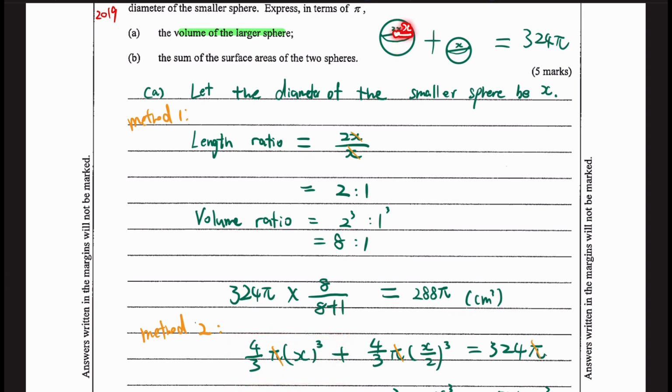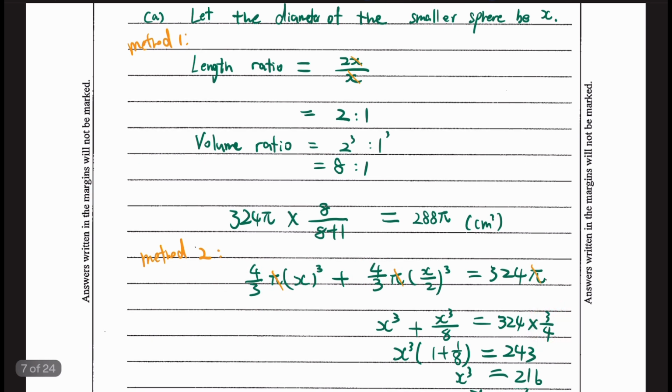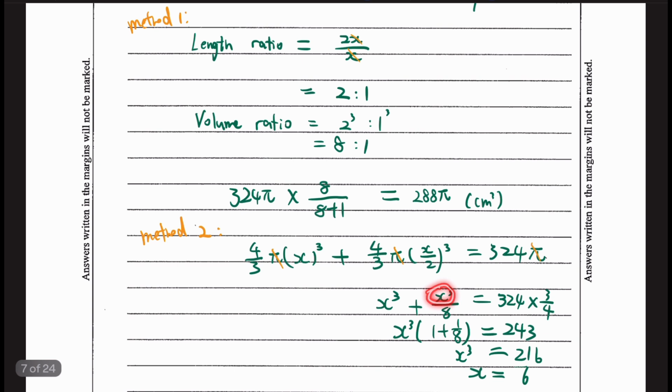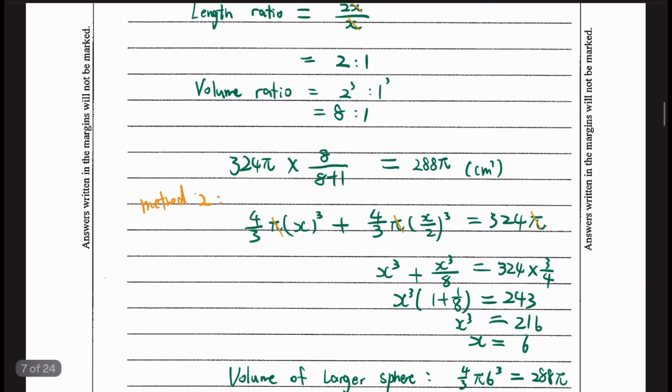Radius is x, and this one is 4 over 3 pi (x over 2) cubed, because the diameter is x. So the radius is x over 2, cubed, equals the total volume. Then you can cancel the pi first, and as 4 over 3 is a common factor, you take it out and move it to the other side. Then here, x cubed plus x cubed over 8, you can take out the x cubed, and here is just a number, move it to the side and divide by it. x cubed is 216, and after you cube root it, it is 6.